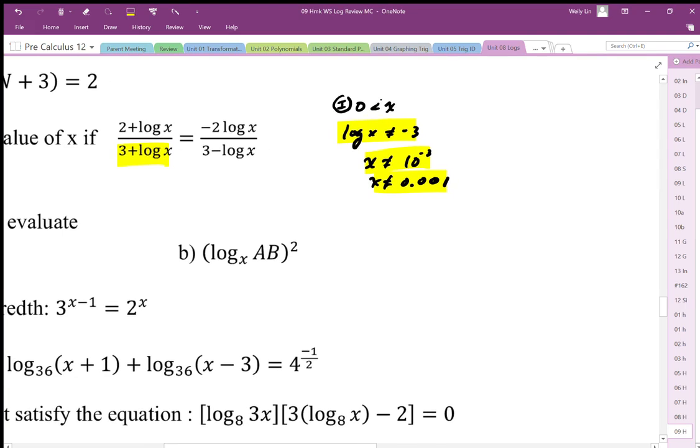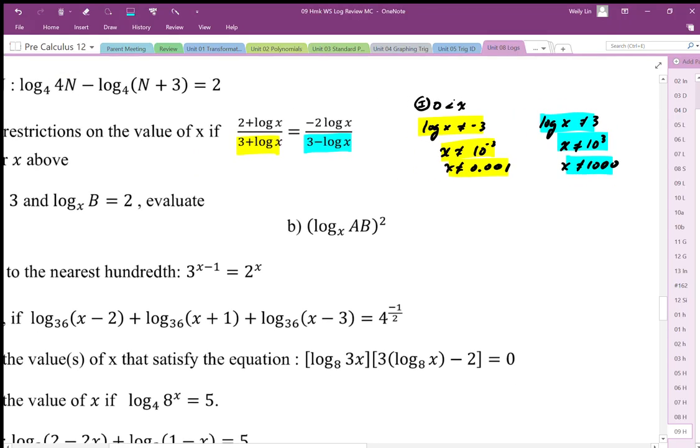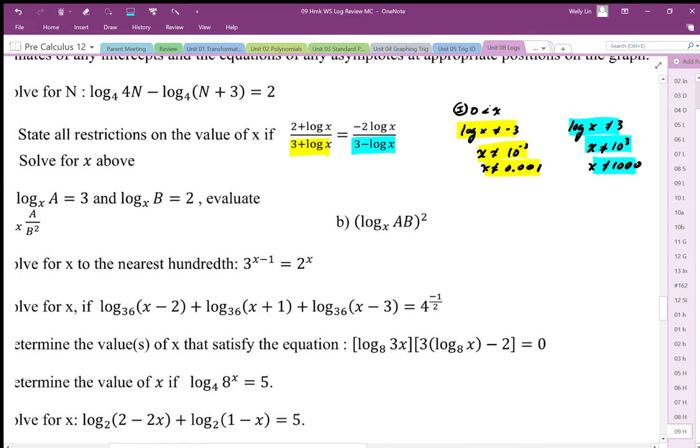We have another restriction that log x cannot equal 3. So log x cannot be equal to +3. That makes x not equal to 10 to the power 3, or x is not equal to 1000. That comes from the other denominator. So we can't have the denominators equal to 0, and they're reflected in these log values here. Those are the restrictions, and it asks us to solve for x.